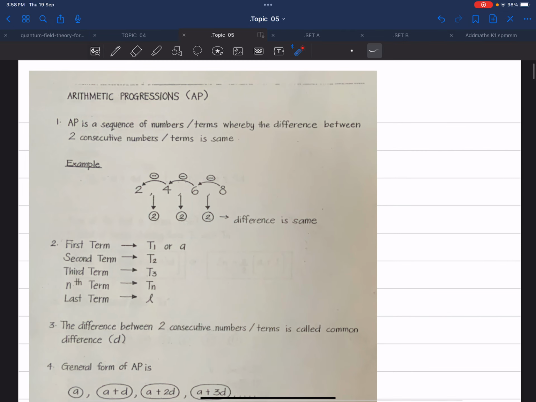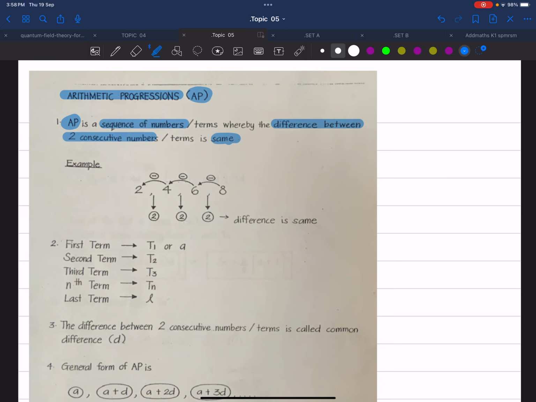Today's lesson is Arithmetic Progression, symbol AP. AP, Arithmetic Progression, is a sequence of numbers or terms whereby the difference between two consecutive numbers is the same. We look at an example.